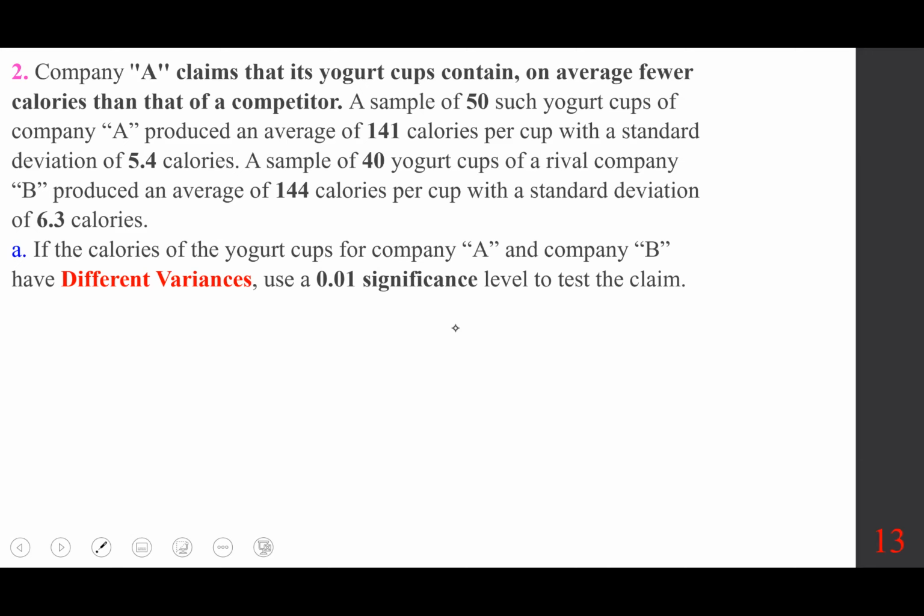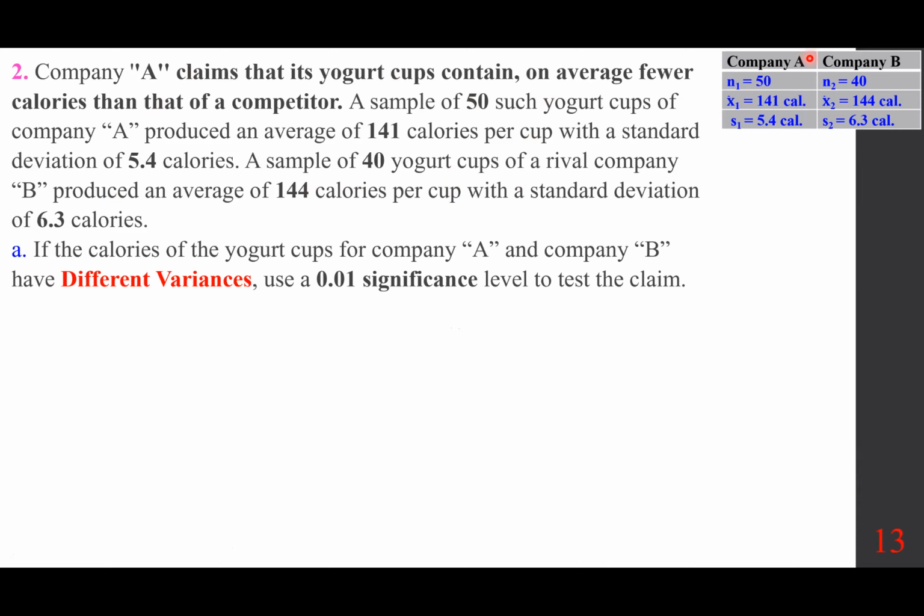Perfect. Now we want to do the test of hypothesis. First, we're going to write the information here. Company A, n sub 1 is 50, x sub 1 bar is 141 calories, s sub 1 is 5.4. We're just translating this, making it easy to understand. Company B, n sub 2 is 40, x sub 2 bar is 144 calories, and s sub 2 is 6.3 calories. Now, we want to do the test of hypothesis at alpha of 0.01. The other thing that is important, different variances.